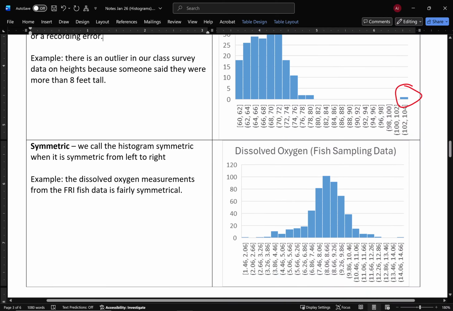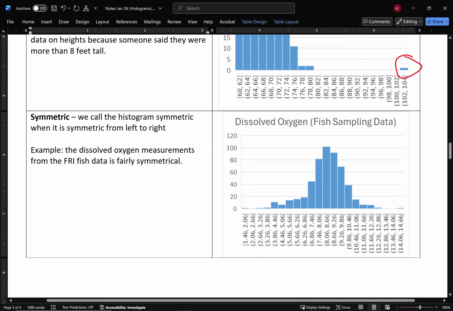Okay, some more words. There's a lot of these, sorry. But people do talk about all this stuff commonly. So a histogram is symmetric if it's symmetric from left to right. That's what that means. The dissolved oxygen data from the fish samples.